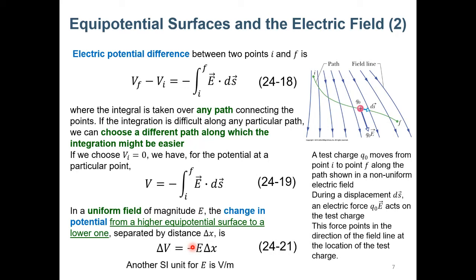So this is a special case. If you consider a given path which has a constant E field, then you can simplify this into a simple multiplication, which is nothing but the E field times the delta X, with a minus sign, which is the delta V.